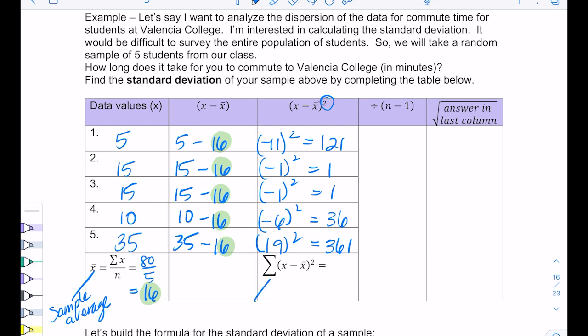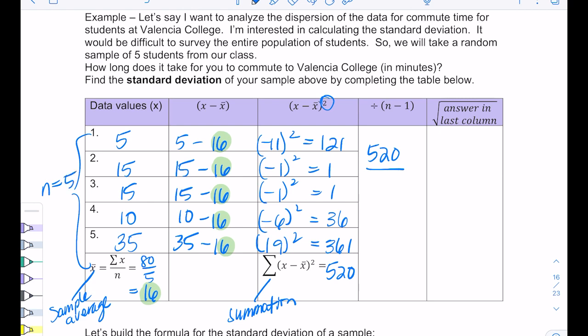And remember, the Greek symbol capital sigma is just a summation. It means add all the numbers. So you're going to add all the numbers in that column. When you add all those up, you get 520. Our next step is to take 520 and divide by n minus 1. Remember, n is just the number in your sample set, which would be 5 sample numbers.